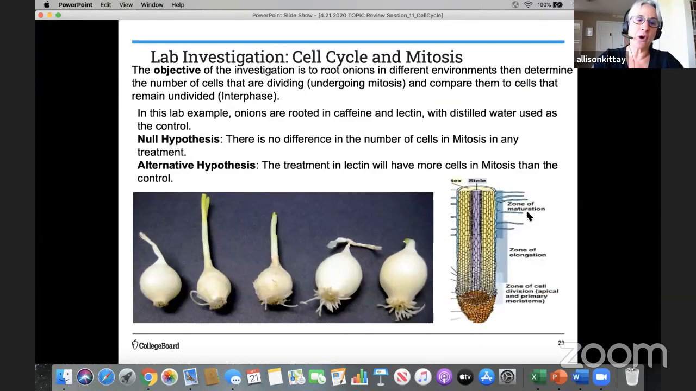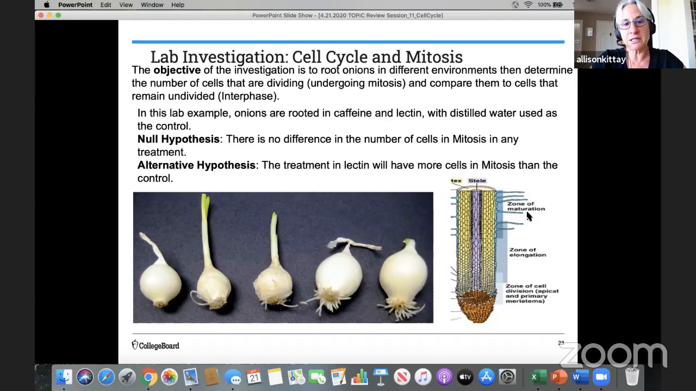Okay, so now that you're armed with information about the cell cycle and how it's regulated, we can investigate this in the laboratory. And hopefully some of you have done this in the classroom. Different instructors do different types of versions of this lab. I'm going to share with you the one that I do with my students.